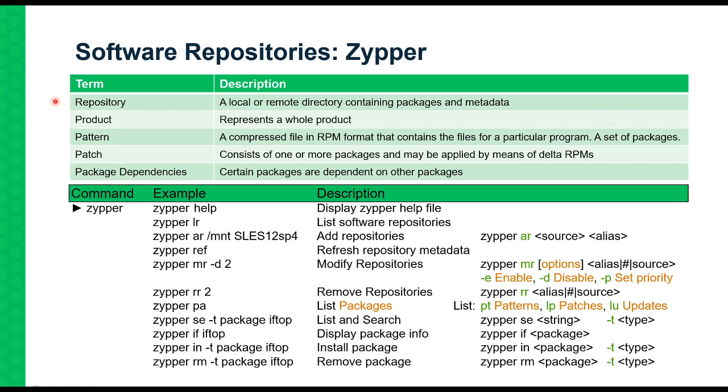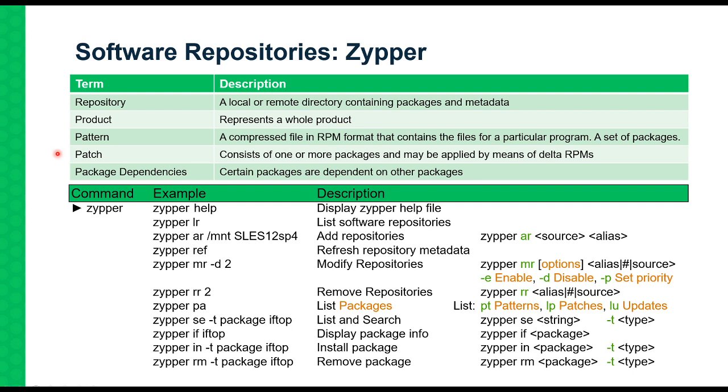So a few terms that we need to take note of is repository. That is a local or remote directory containing packages and metadata. Then the term product, that represents a whole product. Then the term pattern, a compressed file in RPM format that contains the files for a particular program. In other words, it's a set of packages or contains one or more packages, to define it easier.